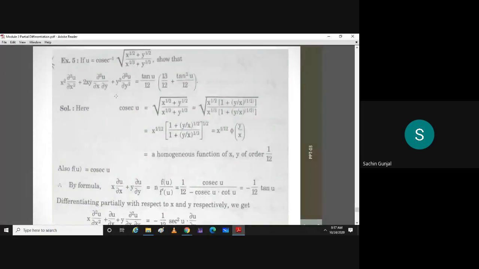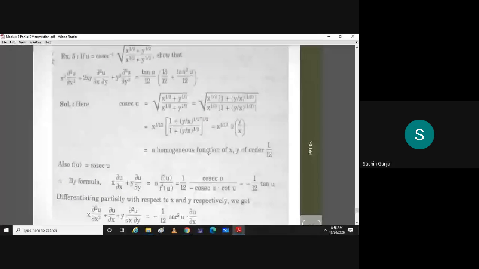So 1 by 4 minus 1 by 6, degree of numerator minus degree of denominator. 4 minus 1... wait, 3 by 12 minus 2 by 12, so 1 by 12. So n is 1 by 12. Degree of cosec u is 1 by 12. Is this clear to everyone? Yes, sir.